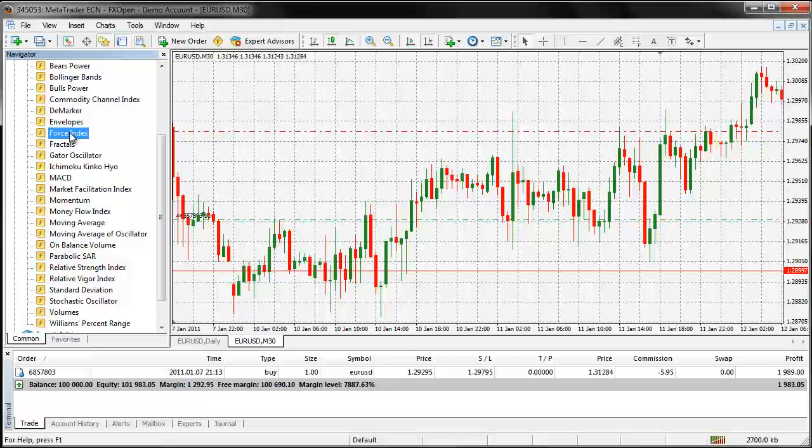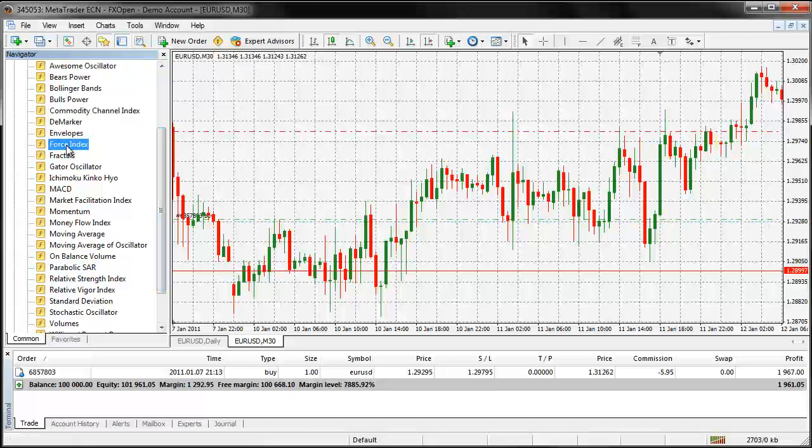The false index was the next one on the list, but I tell you what, the false index is just really not worth its space or its time, so we're not going to bother about that one.